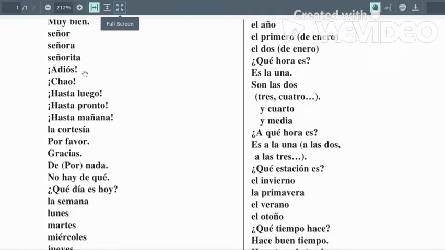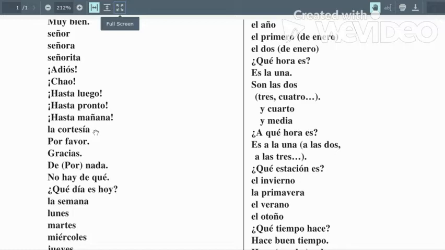Adiós, goodbye. Ciao is also another way that you can say goodbye. Hasta luego, see you later. Hasta pronto, see you soon. Hasta mañana is see you tomorrow. Notice that it's not hasta, it's hasta, so that H is silent.